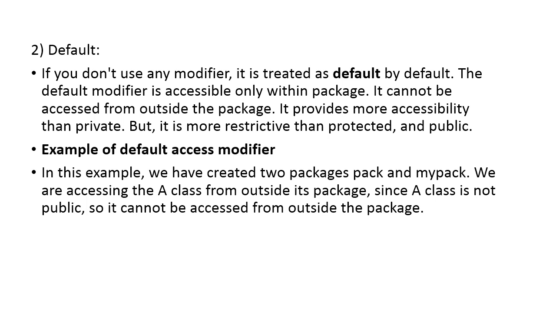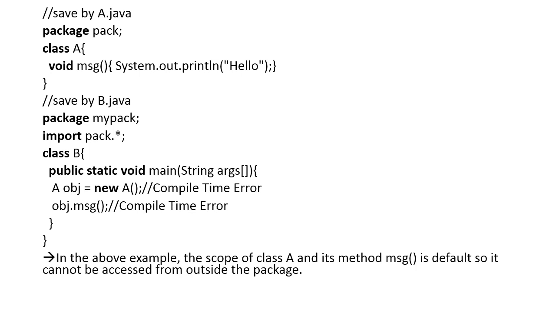In that slide I will take two packages, pack and mypack. We are accessing the class A from outside its package. Since class A is not public, it cannot be accessed from outside the package. So here you can see package 1, pack. Inside the package I will define a class A. I will save this as A.java. Inside the class A there is a message method, and in the message I will print hello.